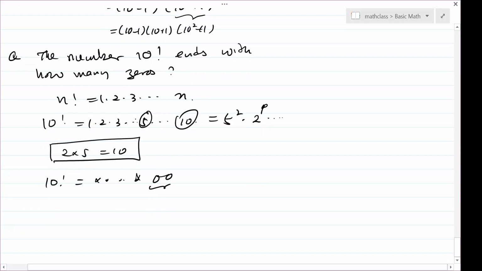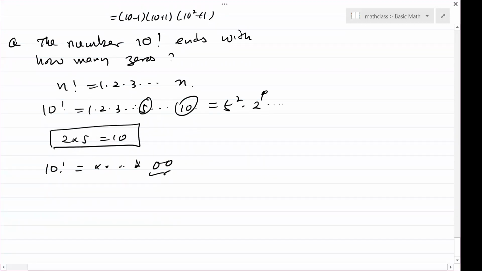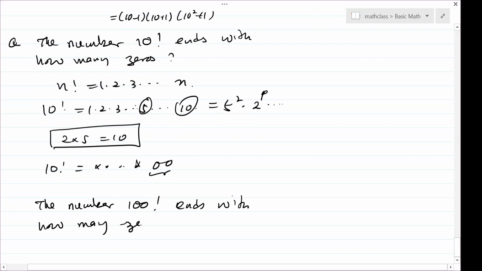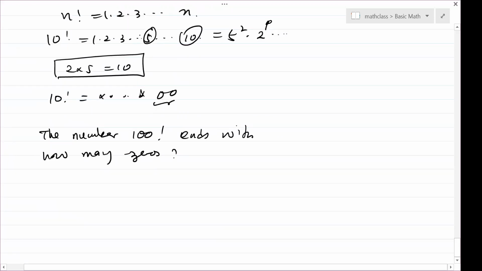Now, if I change the problem, the number of zeros in 100 factorial, how many zeros? That could be more challenging, honestly, because you need to count the number of factors of 5 there. Are you able to count the number of factors?